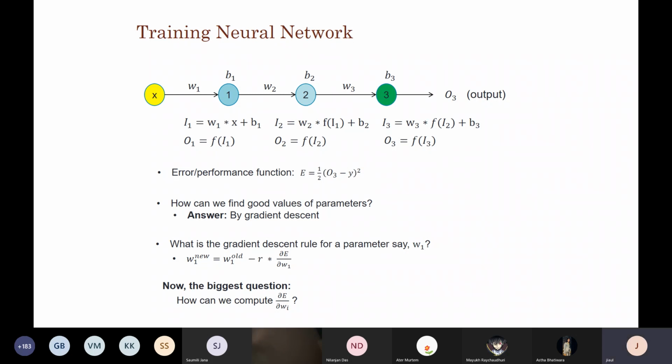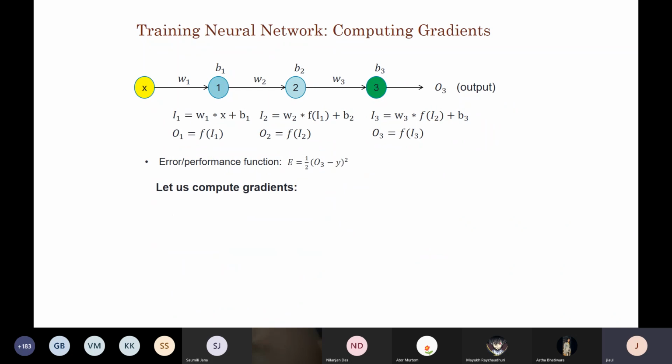All right, so let's see how we can do that. Let's compute gradients. Here I'm going to focus on a few parameters, not all, and you can probably generalize to the others very easily. My error function is E, and I have to compute ∂E/∂W1, for example, ∂E/∂W2, ∂E/∂W3. So 3 weights, and then all the biases as well. Let us focus on the weights.